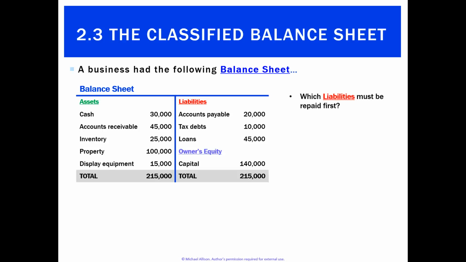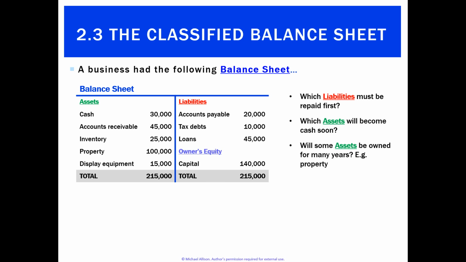That's good, but it doesn't answer some important questions, such as which liabilities must be repaid first. Now if it's the tax debts, that's not such a big deal, but if it's the loan that's due first, or some of it, all of it, I don't know, I'm going to have to find $45,000, which is a lot of money. Secondly, which assets will become cash soon? For instance, I'm going to be able to turn the inventory into cash quicker than property, yet I've got them listed in the same section on the asset side.